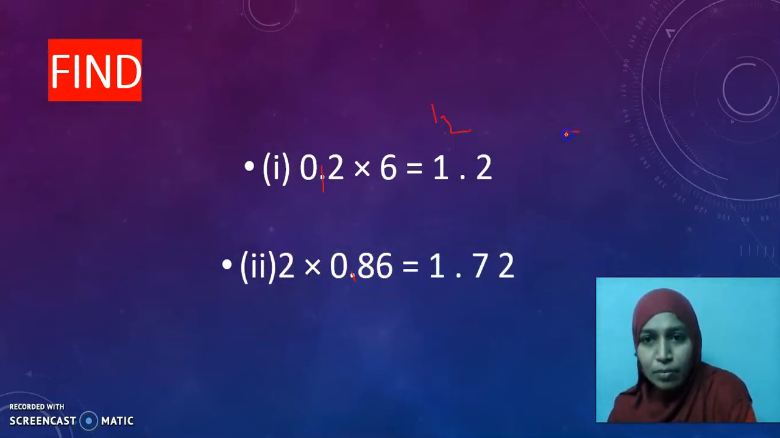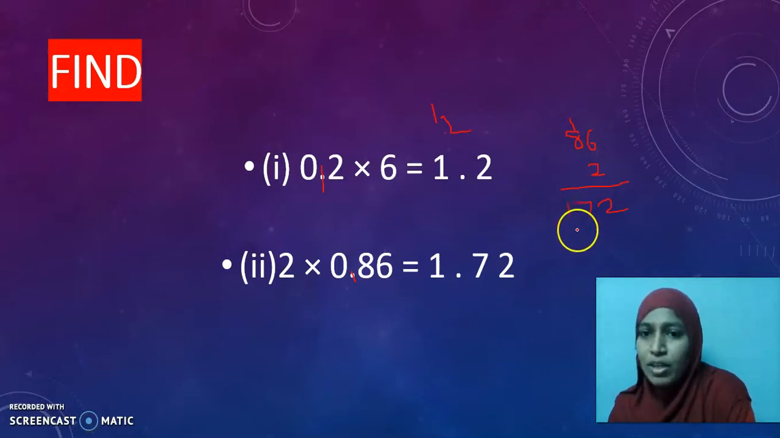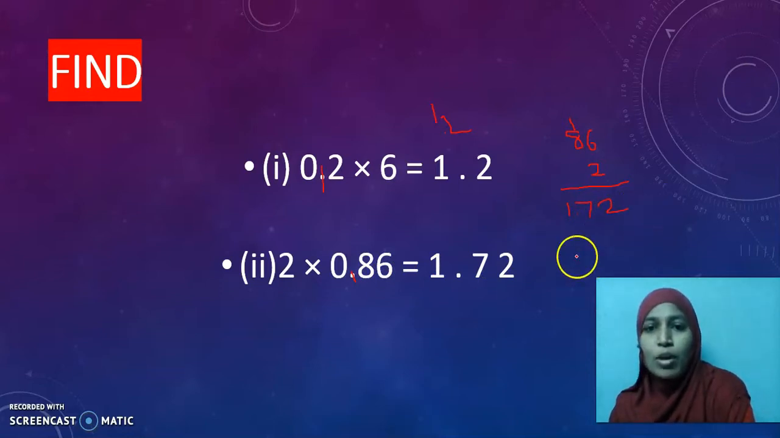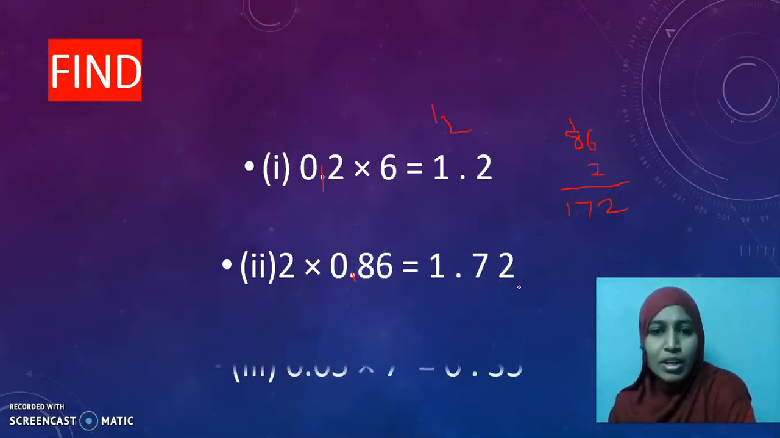In the next problem, again I will forget the decimal point. So I have to multiply 86 into 2. How will I multiply 86 into 2? 6 2s are 12. As usual multiplication. 8 2s are 16. 172. So where should I place the decimal point? Now find how many decimal places are here. 2. So after 2 digits from the back, you have to place the decimal point. So 1.72. Is it clear, my dear children?